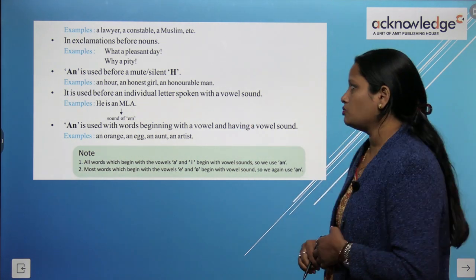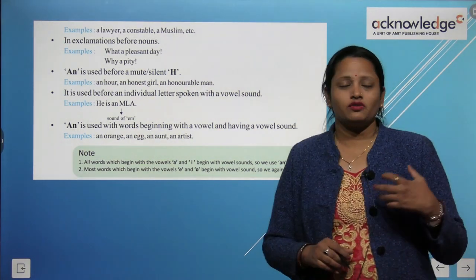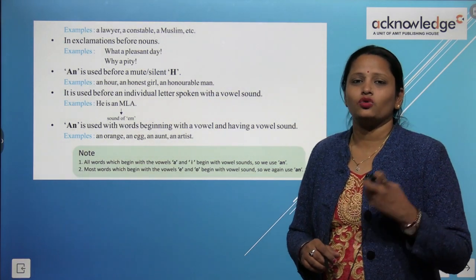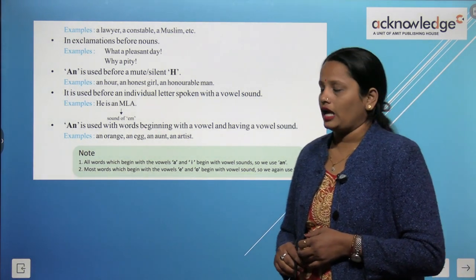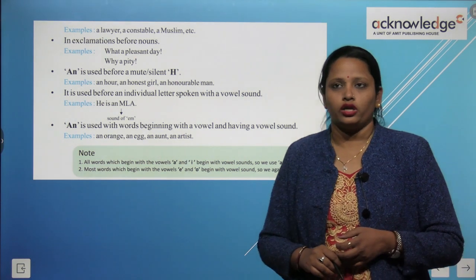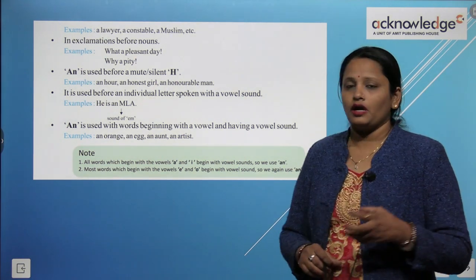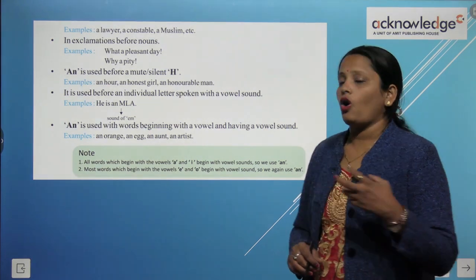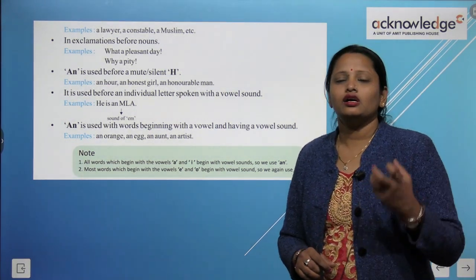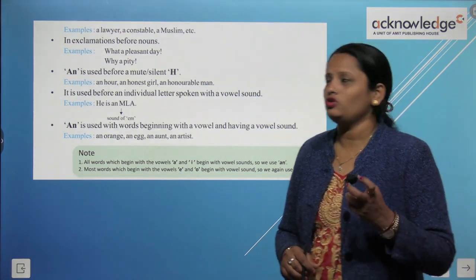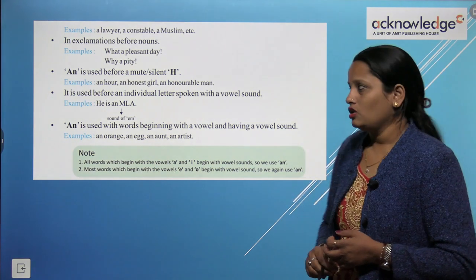An is used before a mute, silent h. So ऐसे words जिसमें h silent है उनके साथ हम an लगाते हैं. For example, an hour, an honest girl, an honorable man. अब यहाँ पे h नहीं बोलना है. हमें क्या करना है, h को silent रखना है. So hour, honest and honorable.